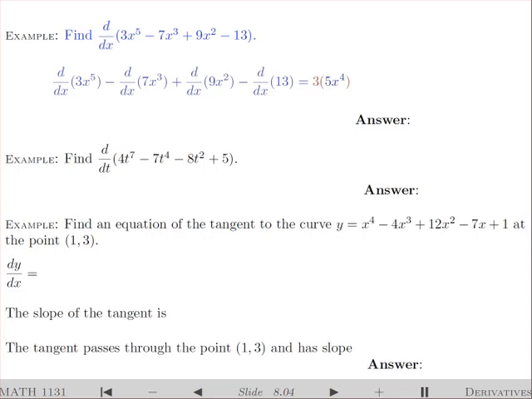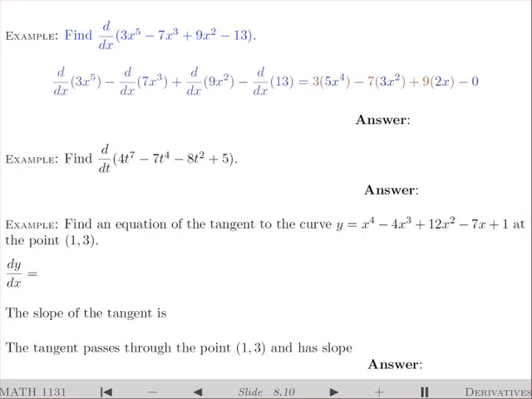The next term, I have negative 7 times the derivative of x^3, that's 3x to the power 3 minus 1, or 3x^2. Then I have plus 9, the derivative of x^2 is 2 times x to the power 2 minus 1, or 2x. The last term is a constant, and the derivative of a constant function is 0. So I get minus 0.